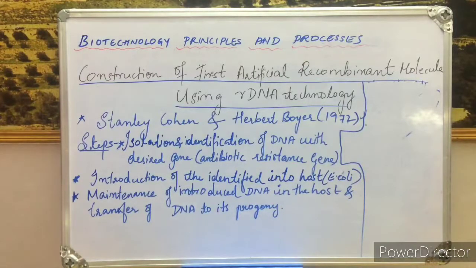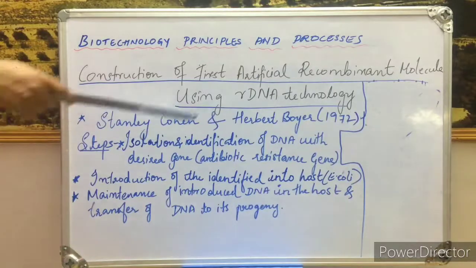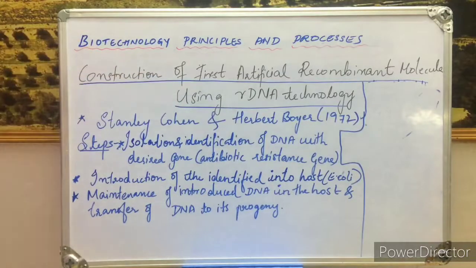The construction of the recombinant molecule using rDNA technology involves 3 steps. Step 1, isolation and identification of DNA with the desired gene. Step 2, introduction of the identified gene into the host cell. Step 3, maintenance of the introduced DNA in the host and transfer of DNA to its progeny. So what does step 1 say? Isolation and identification of DNA with the desired gene.